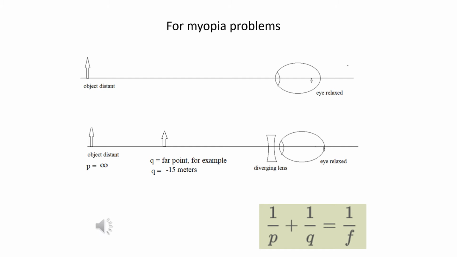In this case, let's take the far point to be 15 meters, which means that you can't see anything in focus that's farther than 15 meters away. So by putting the diverging lens in front of the eye, it takes an object at infinity and makes an image of it 15 meters in front of the eye. So in this case, P would be infinity, Q would be -15 meters because you're looking through the lens at a virtual image. And those are the numbers that you would plug into the formula to find the focal length of the lens.